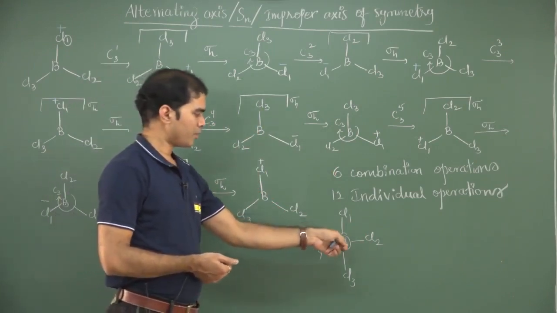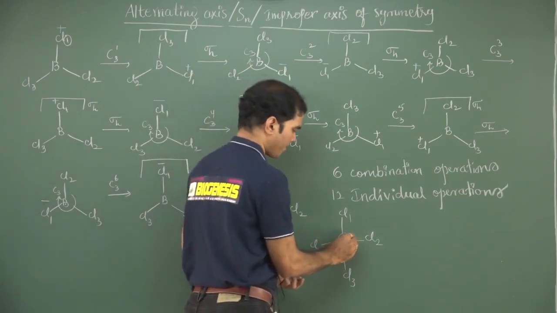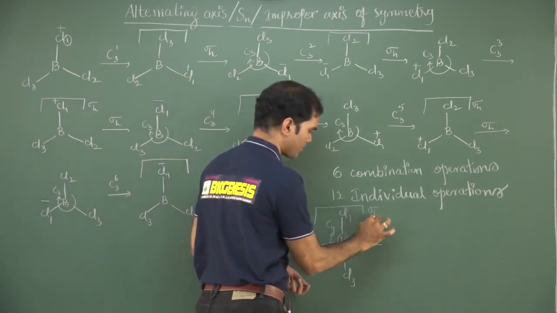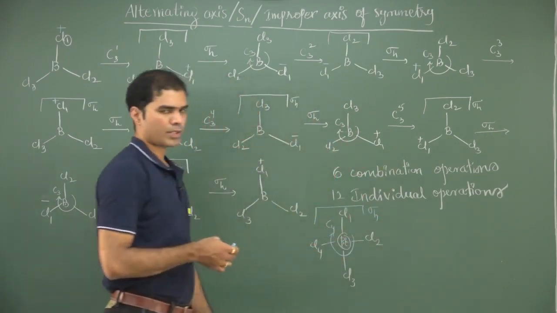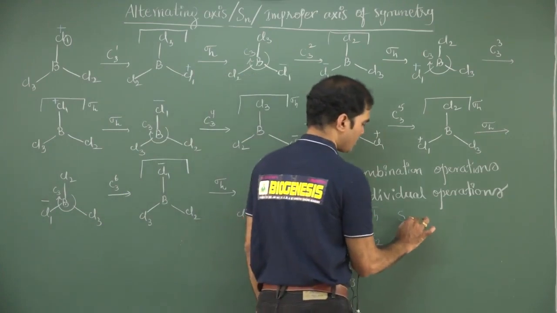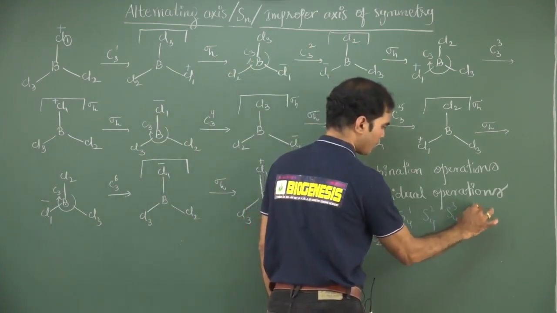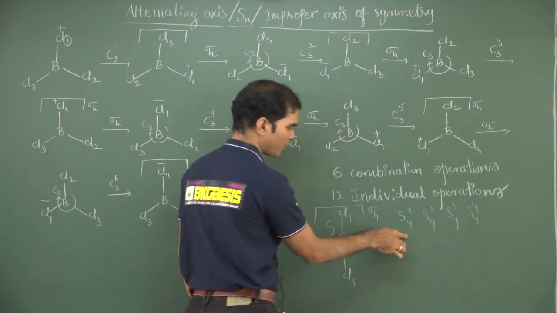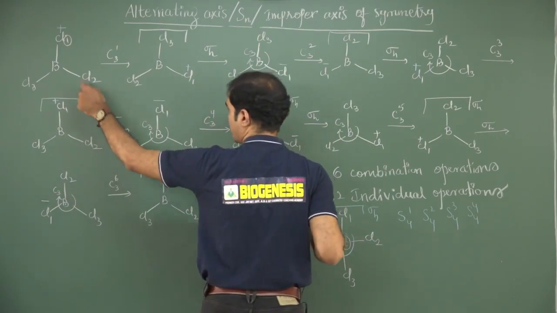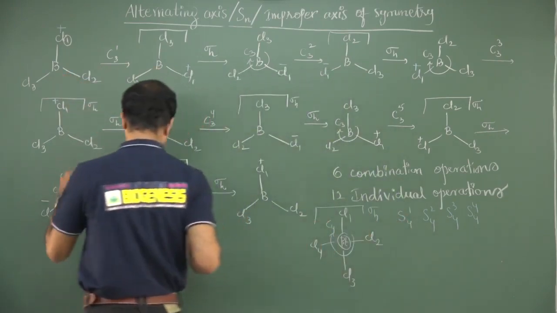So there is an S4 in a PtCl4 molecule. C4 followed by a sigma h. Try to perform the operations to get identical structure. And when you do that, you will be getting S41, S42, S43 and S44. So you are doing only 4 operations when the rotational axis is 4. In this case the rotational axis is 3, but you are doing 6 operations. What are those 6 operations we have done?